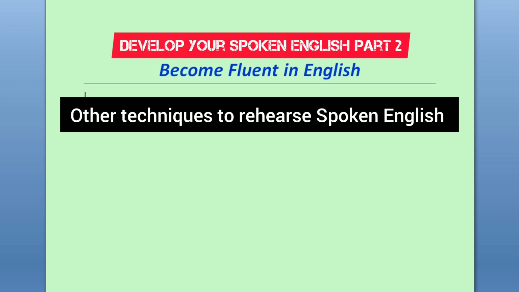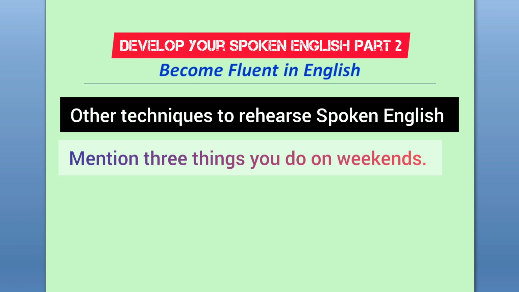So as you see, the first thing you can do is pick up topics this way. The first one is on your screen. Mention three things you do on weekends. So talk about three things which you do on weekends, that is Saturdays and Sundays, right? So you can mention, on weekends, I hang out with my friends. Again, use simple present tense.